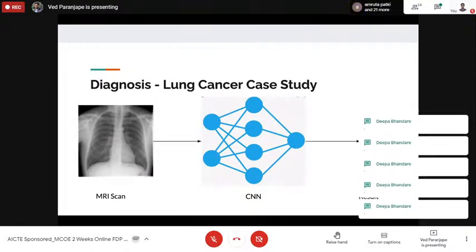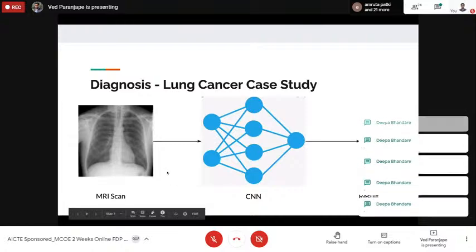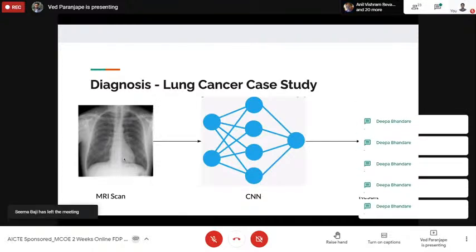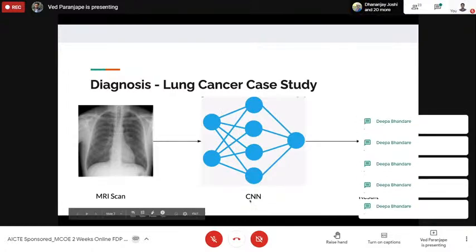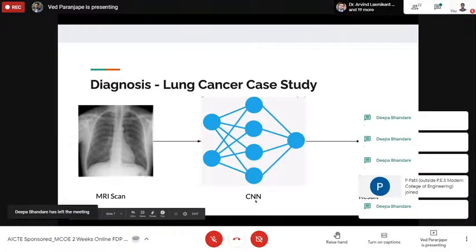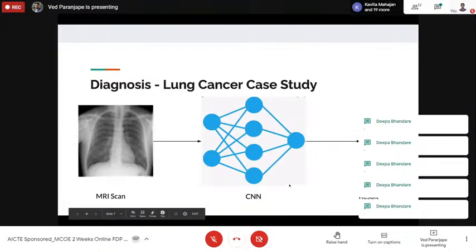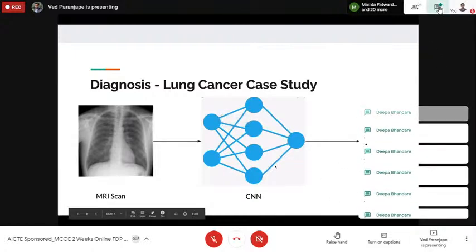So this is a case study of lung cancer detection. As you can see, this is an image input. It is an MRI scan, and the task here is detecting lung cancer from images using a convolutional neural network. A CNN is called a convolutional neural network. As we saw in the previous slides, it is a special type of neural network used for processing image data. So, I explained the task.